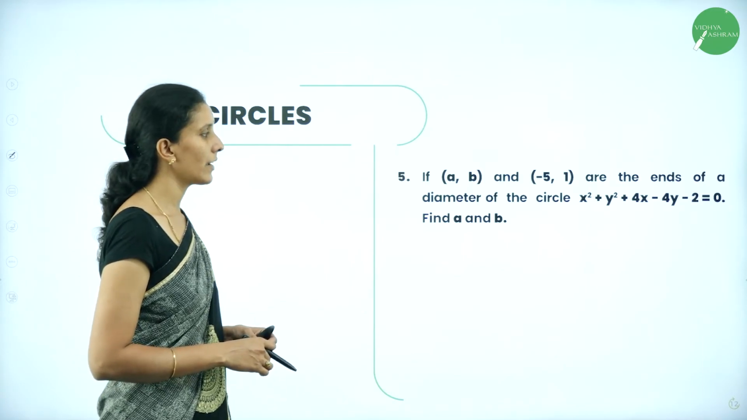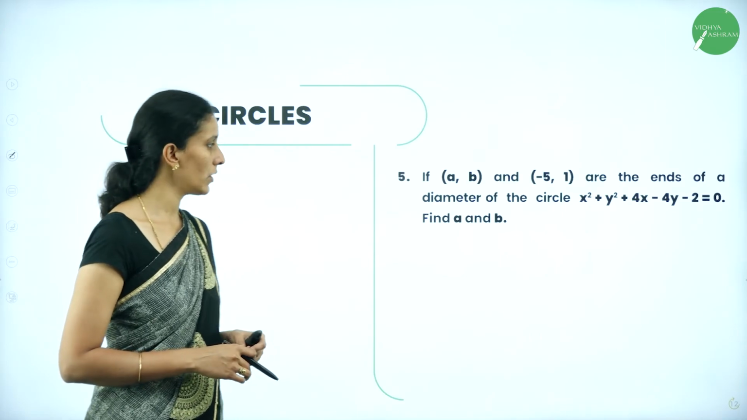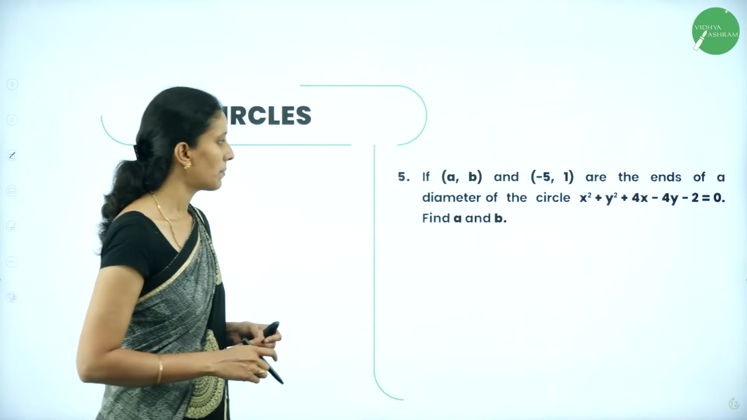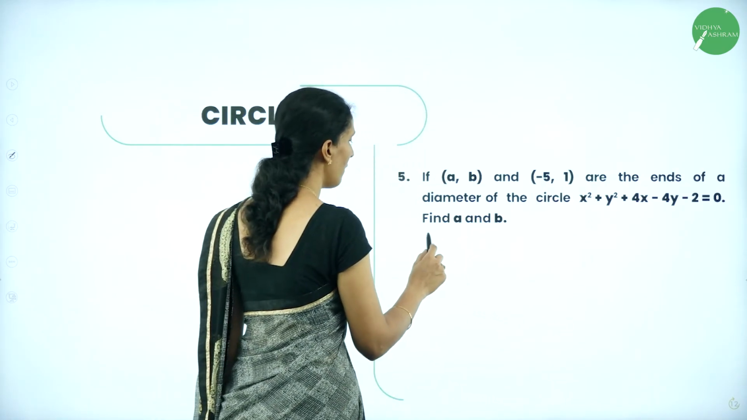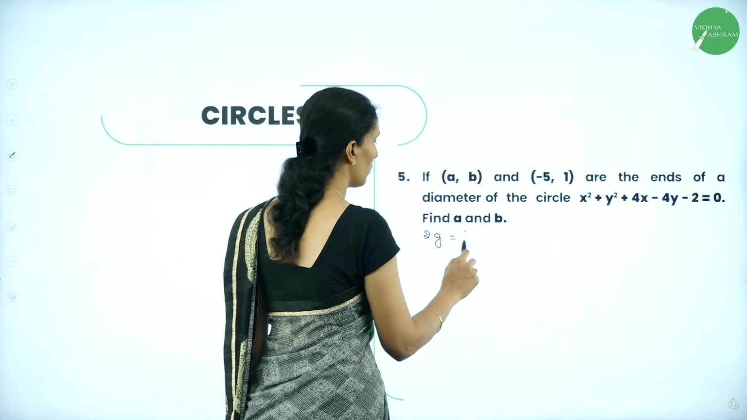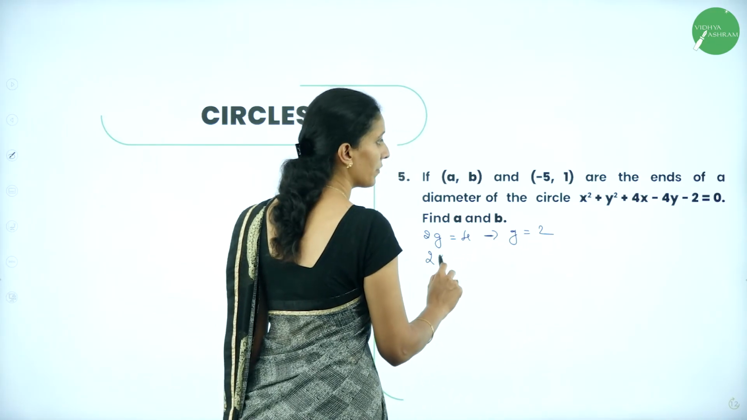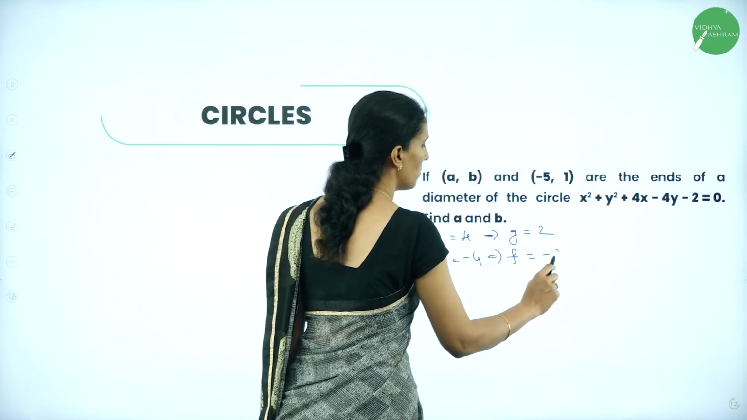Next question, if a comma b and minus 5 comma 1 are the ends of the diameter of the circle x square plus y square plus 4x minus 4y minus 2 is equal to 0, find a and b as we did in the previous problem. So let us find the center of this circle. We have 2g is equal to 4. This implies g is equal to 2. 2f is equal to minus 4. This implies f is equal to minus 2.